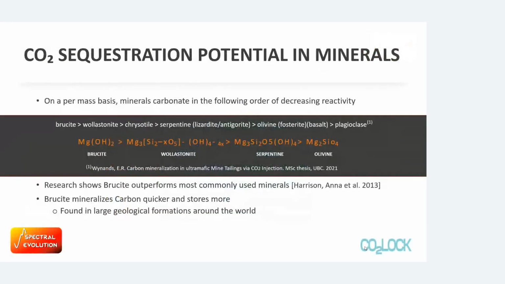So let's talk about CO2 mineralization potential in minerals. On a per mass basis, minerals carbonate in the following order of decreasing reactivity: brucite having the most potential, then wollastonite, onto serpentine, and then finally olivine having the least potential.